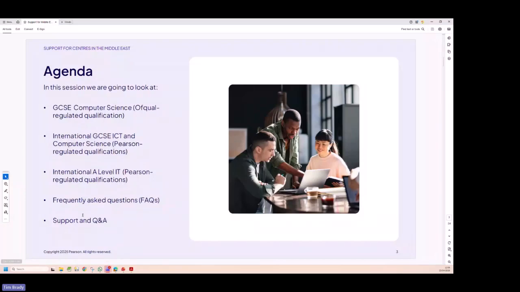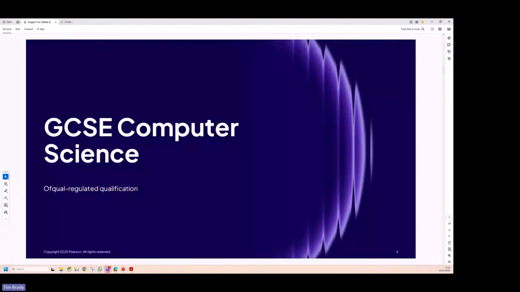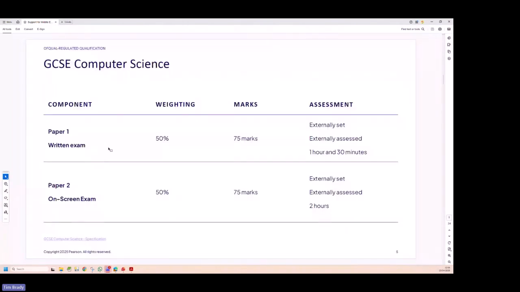So starting with GCSE Computer Science, this is a two-component qualification, paper 1 and paper 2. They're equally weighted. They're out of 75 marks each. Paper 2 is an on-screen exam, so it has that practical element. It's linear and Ofqual regulated.